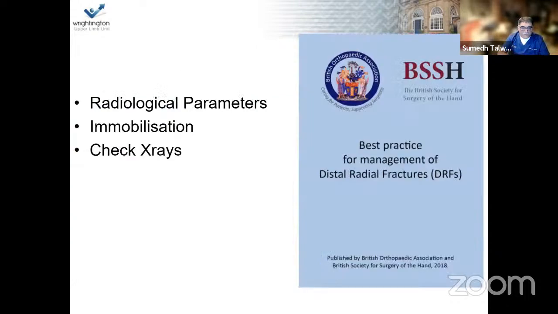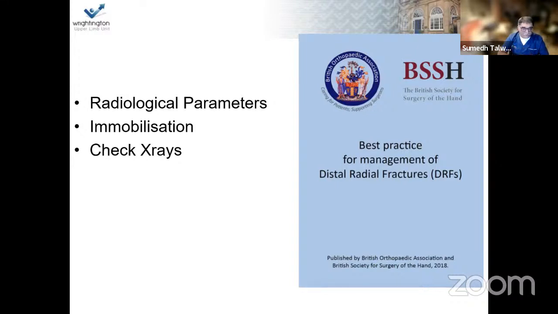So the Blue Book, we're very lucky to have Lisa Leonard here with us, who's one of the authors. I would strongly recommend that you look at this, particularly if you're a new consultant and you want to set up a distal radial pathway. It really sets things up for you in terms of what needs to be done, what position the wrist should be immobilized in, if you want to set up a system within your fracture clinic to make sure that you have a standardized way of treating these fractures.